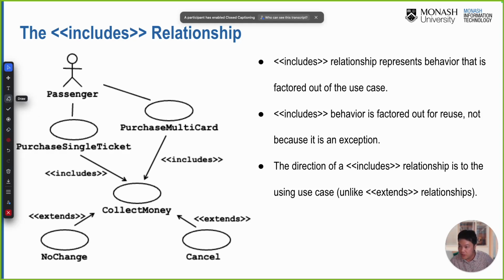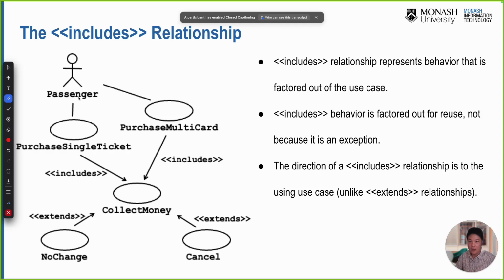Here is a better example. What is this system? We have a passenger. They can purchase multiple cards, purchase a single ticket, collect money. They can have no change, probably no money exchange, or they can cancel. The include relationship represents the behavior that is factored out of the use case. Include relationship is about something that is dependent, mandatory, it has to have that, okay?